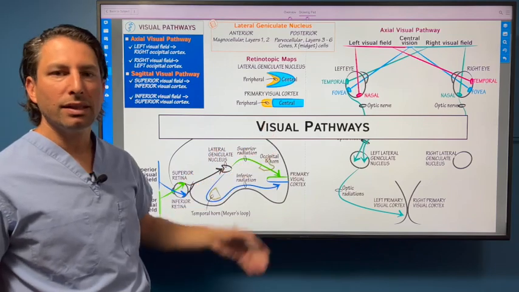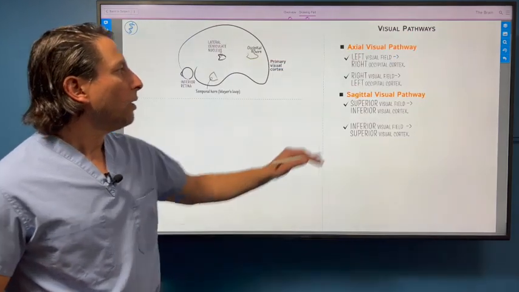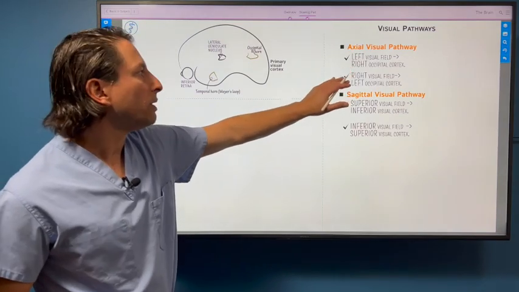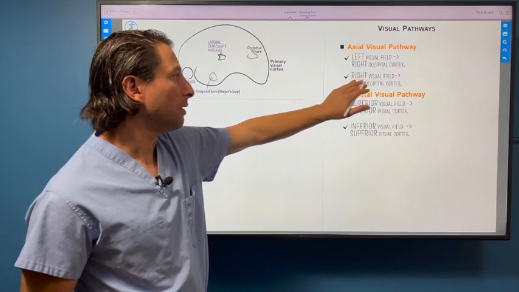The visual pathways, this is really fundamental for the neurological exam here. Really important to have cold. Left visual field is received by the right occipital cortex, and then the reverse.